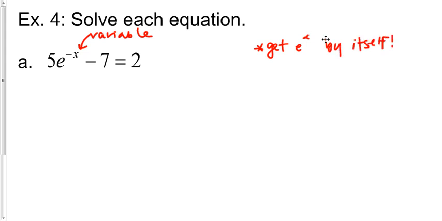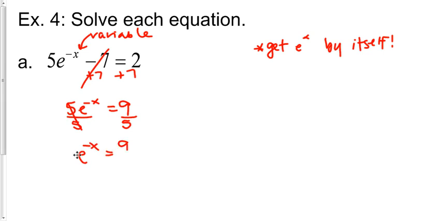That is step one. Okay, so what I need to do here first is add 7 to each side of my equation. Undo the negative 7 there. 5 times e to the negative x equals 9. And now I'm going to divide by 5 to cancel out the 5 on the left here. Okay, so I've got e to the negative x power equals 9/5.